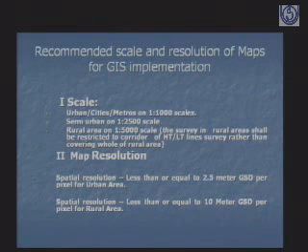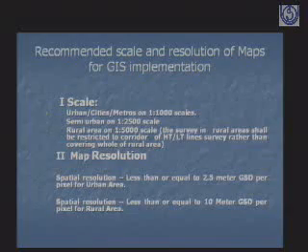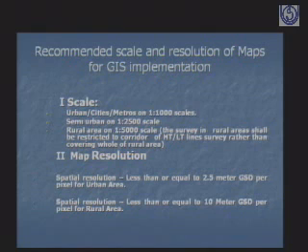And the spatial resolution of the map should be 2.5 meter per pixel for urban areas. One pixel, in a computer, is the lowest identifiable point. So for a 2.5 meter pixel map, two objects with a distance of 2.5 meters can be identified. And for the rural area, a map with 10 meter per pixel resolution is recommended.